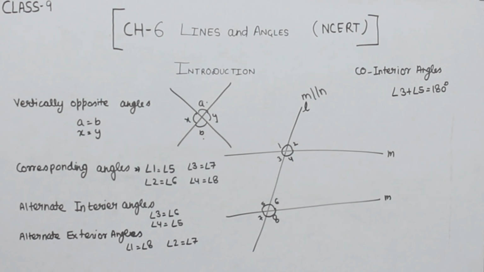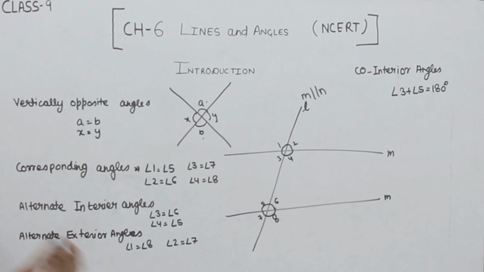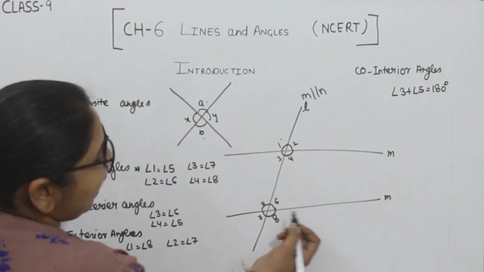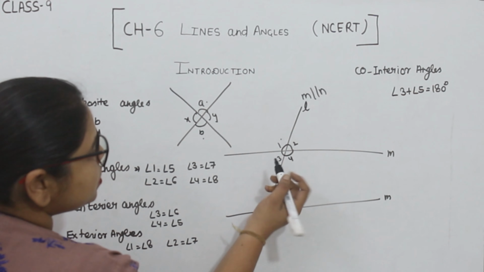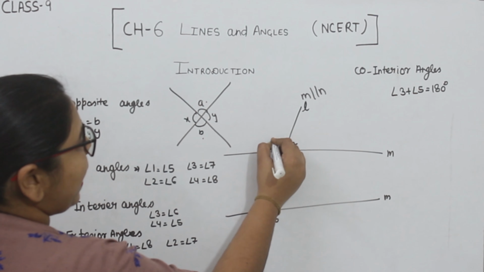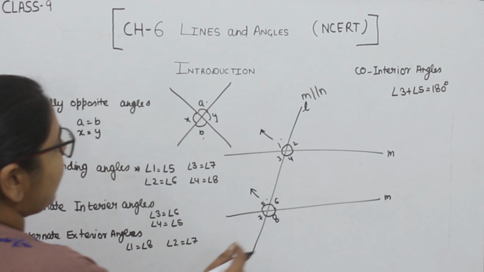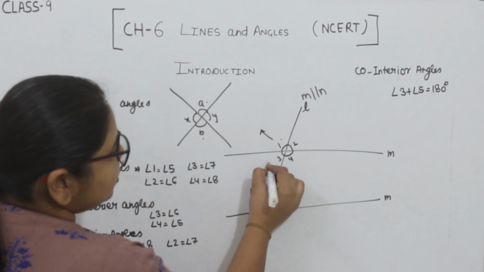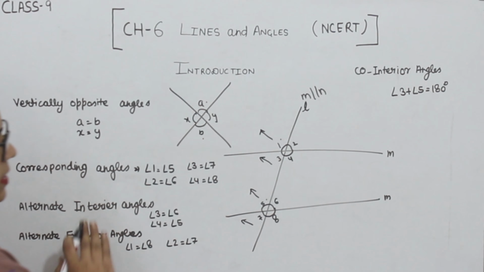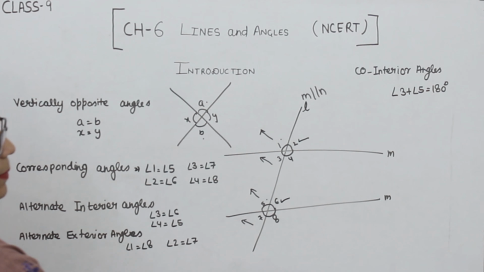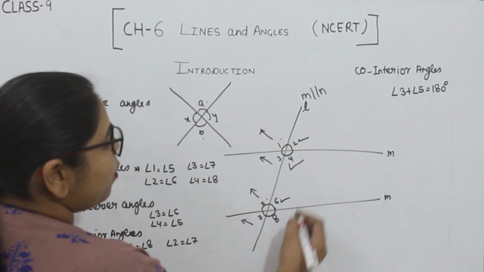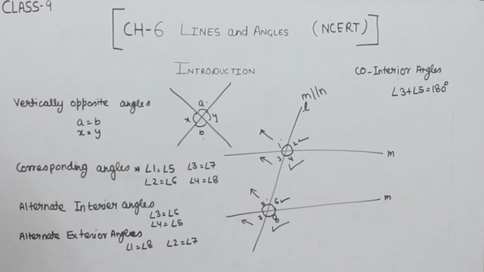Corresponding angles are angles that are on the same side of the figure. For example, angle 1 and angle 5 are on the same side of the line L. So these are a pair of corresponding angles. Angle 1 is equal to angle 5. Angle 3 is equal to angle 7, they are on the same side. Angle 2 is equal to angle 6, they are on the same side of the line. Similarly, angle 4 is equal to angle 8. So these are the pairs of corresponding angles. Corresponding angles are angles on the same side of the line.